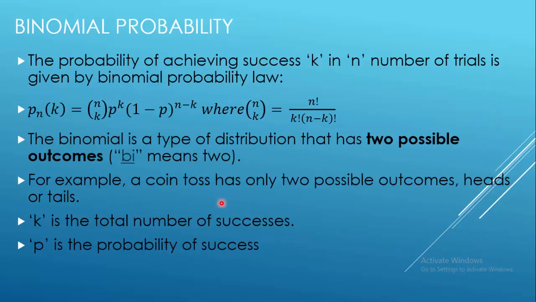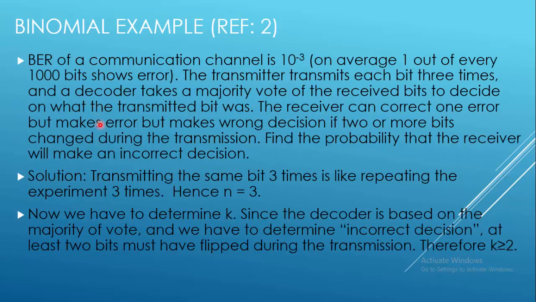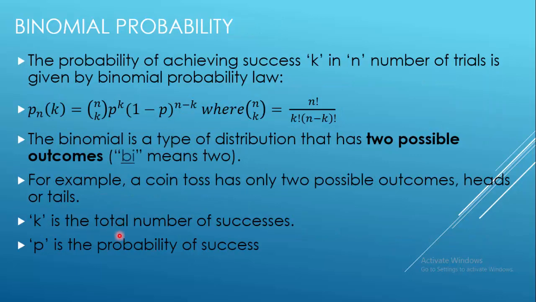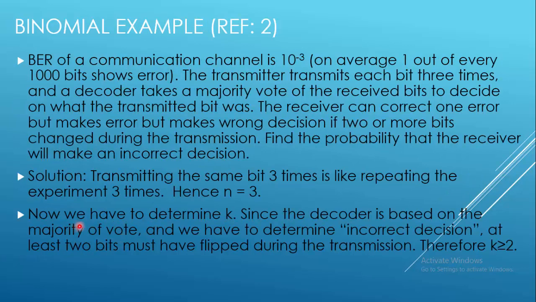So first of all, we have to decide the values in this equation. n is the total number of trials. So here the total number of trials is 3. n is equal to 3. And as we know that k is the total number of successes. Now we have to determine k. Since the decoder is based on the majority of vote, and we have to determine incorrect decision or the error in the detection, at least 2 bits must have flipped during the transmission.